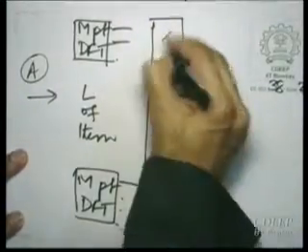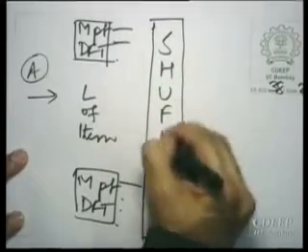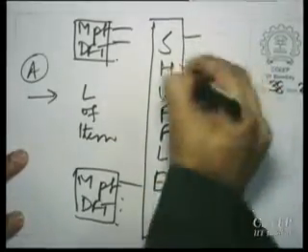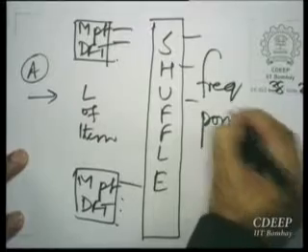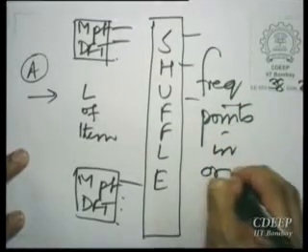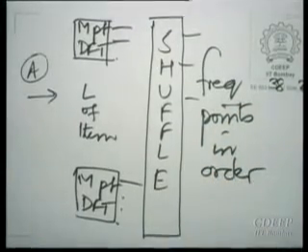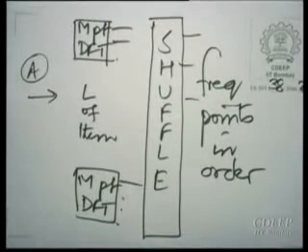And you get outputs, again not in order, so you need to shuffle these back again. And then you get the frequency points in order. Can you skip a shuffler after the pointwise multiplier? So the question is, can you skip a shuffler after the pointwise multiplier?